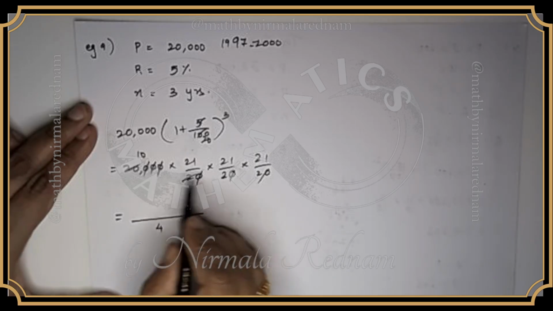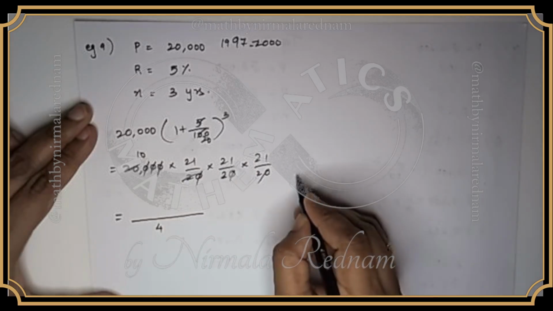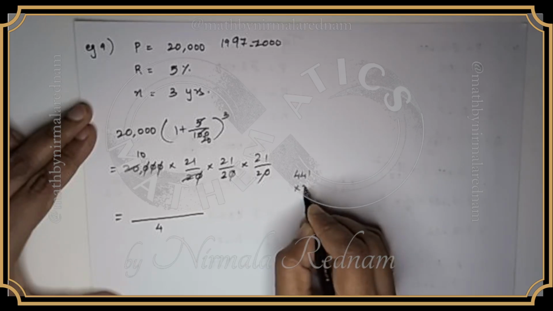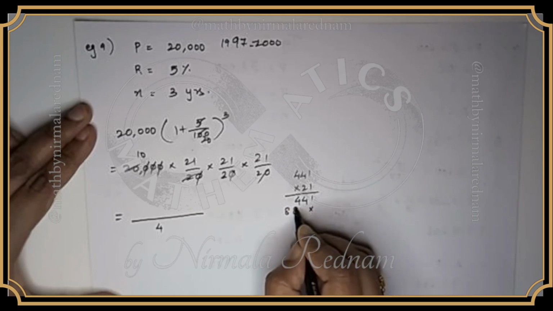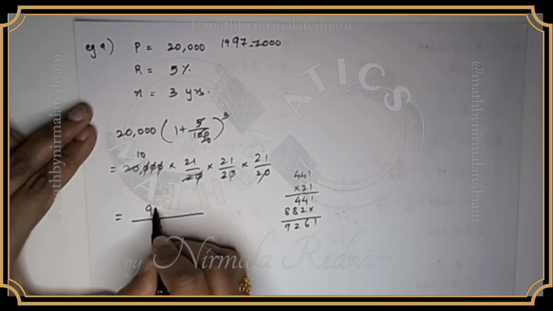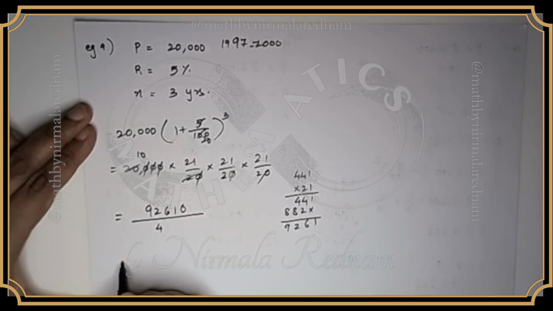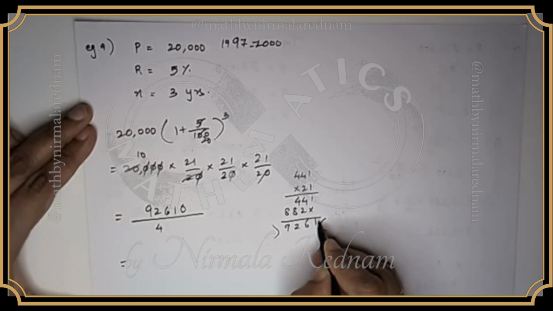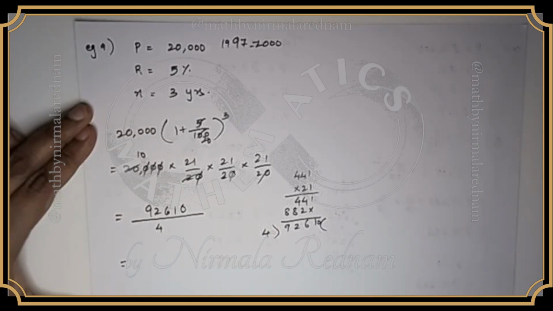What I have in the numerator is 21 into 21 is 441. I already know that. One more 21. So this is going to be 9261, and I have a 0, right? So now divide this by 4.